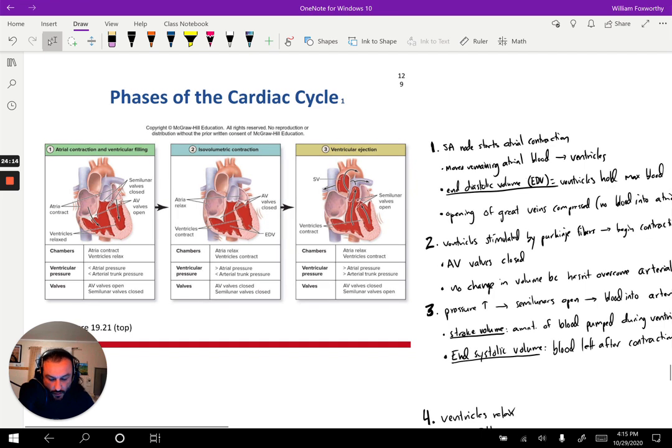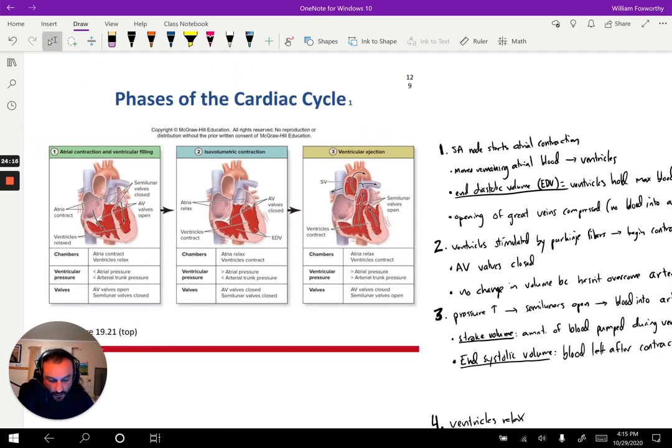Okay, so the electrical activity begins in your SA node and then travels into your atrial muscle. That begins your atrial contraction. The atria are contracting, causing any blood that was previously remaining in the atria to travel into your ventricles.